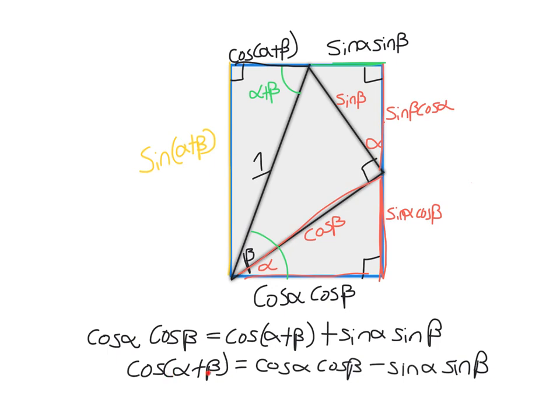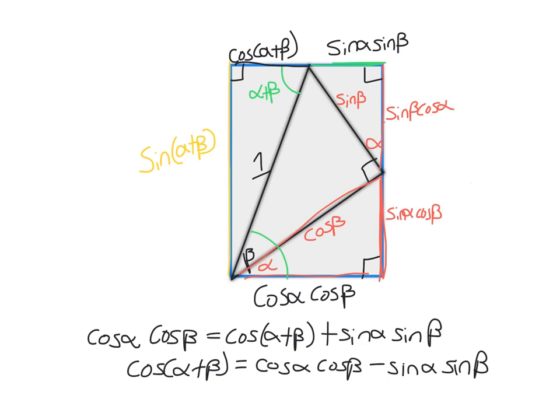Once again, I used x's and y's instead of alphas and betas. So I've proved it for sine, that sine alpha plus beta equals these two things added together. I've proved cos alpha plus beta equals this minus this. These were on the previous slide.